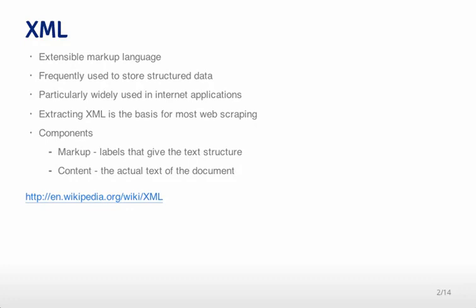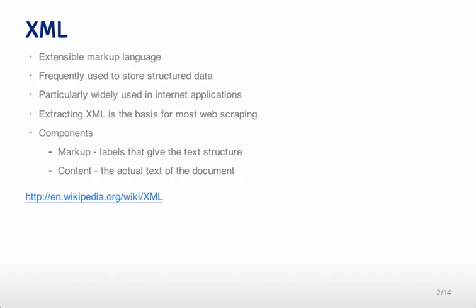You'll see it a lot when you're doing things like web scraping, trying to get data from an internet API, or trying to download data from, say, an open data website, like an open government website. Extracting HTML and XML is actually the basis for most of the web scraping that you'll see.